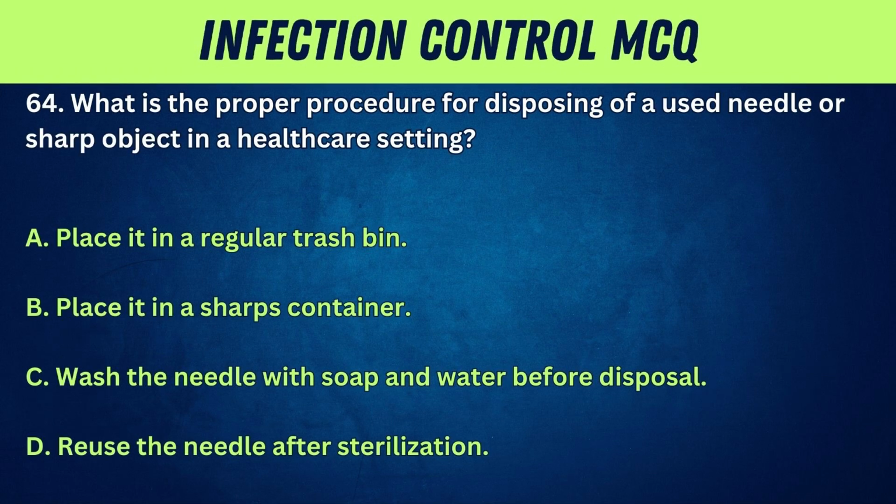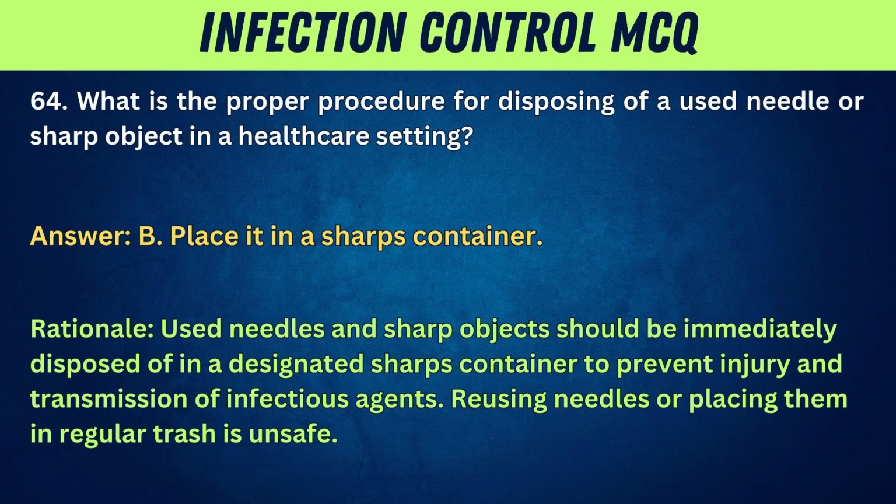64. What is the proper procedure for disposing of a used needle or a sharp object in a healthcare setting? A. Place it in a regular trash bin. B. Place it in a sharps container. C. Wash the needle with soap and water before disposal. D. Reuse the needle after sterilization. Answer: B. Place it in a sharps container.